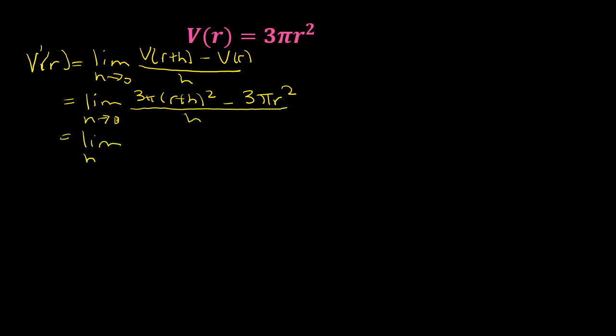Continue on with the difference quotient. So this is going to be 3 pi times r squared plus 2rh plus h squared.